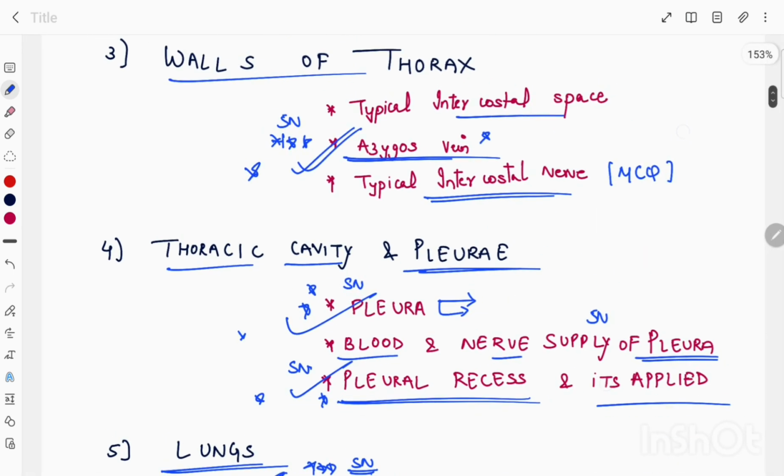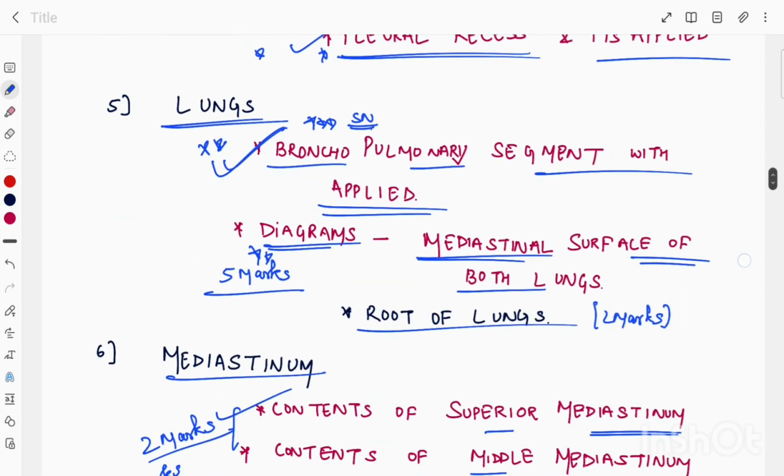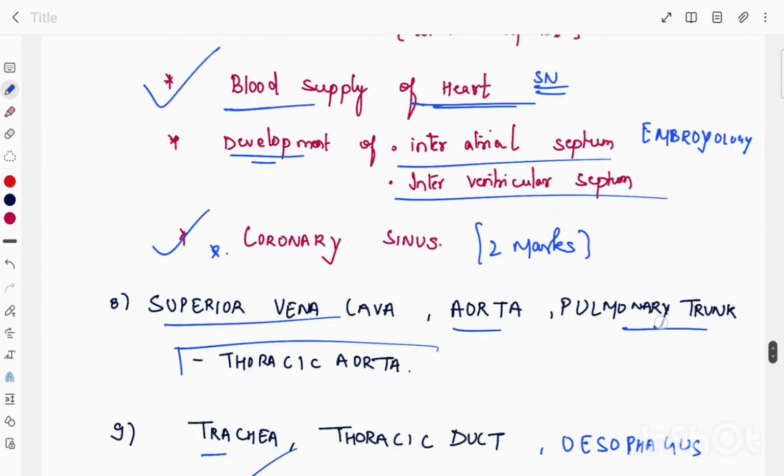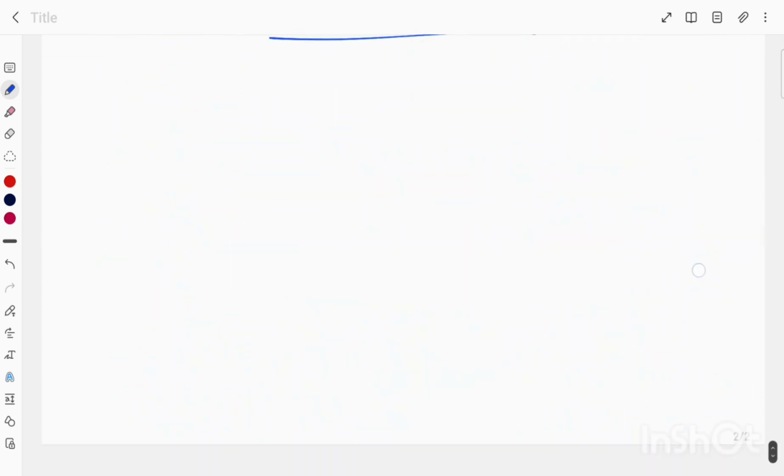So this is a very small topic if you see the thorax in comparison to the abdomen and limbs. So it's very important and you can score very easily.